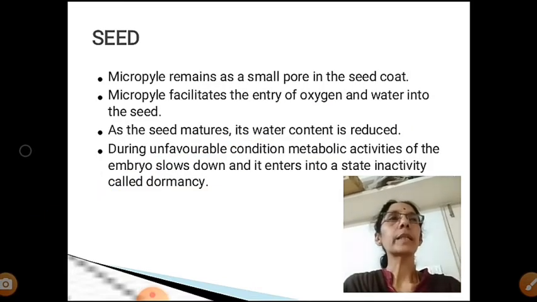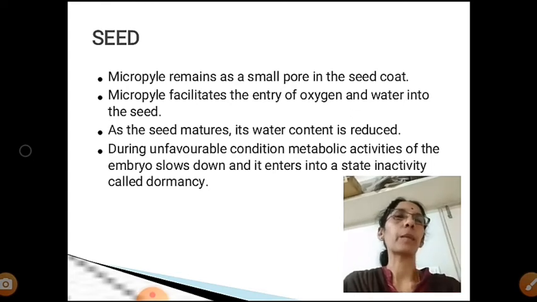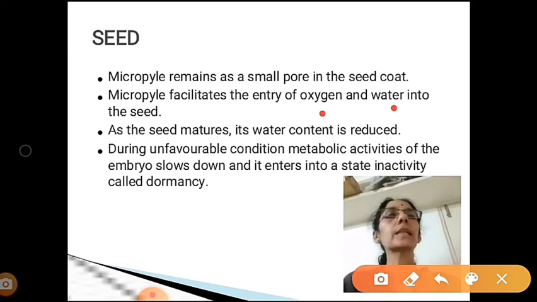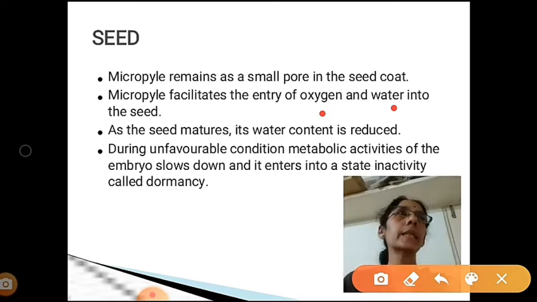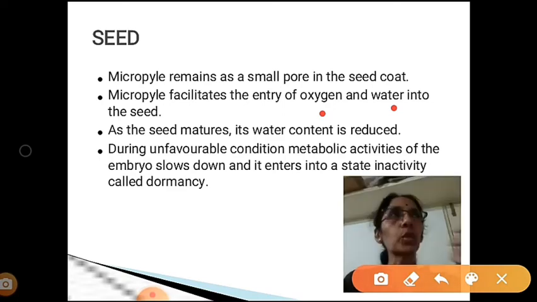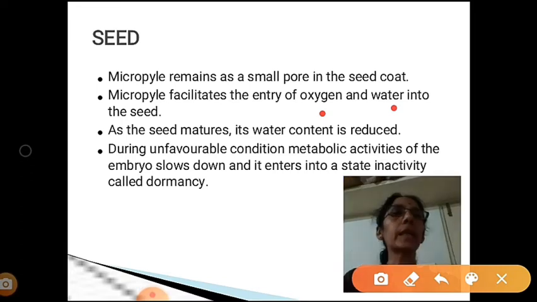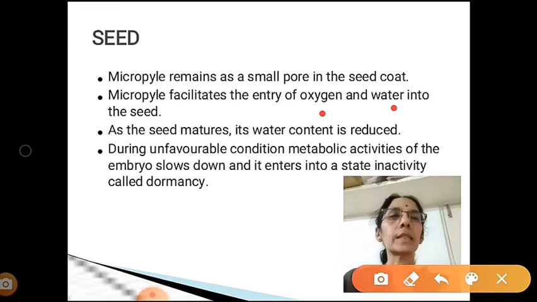So what is the function of this micropyle? The function of the micropyle is to help in the entry of water as well as oxygen to the seed, because seed is a living entity. So through the micropyle, the seed can take in water as well as oxygen.